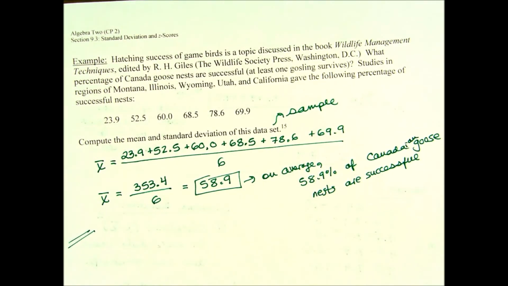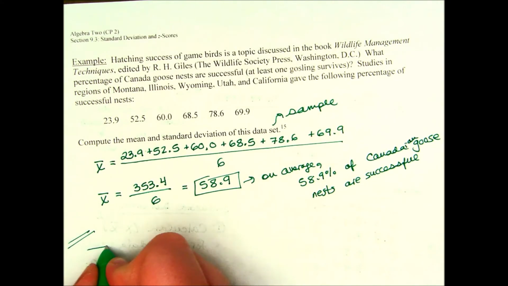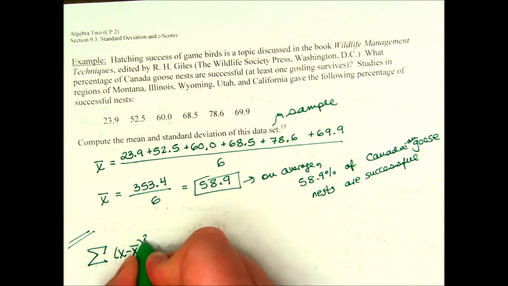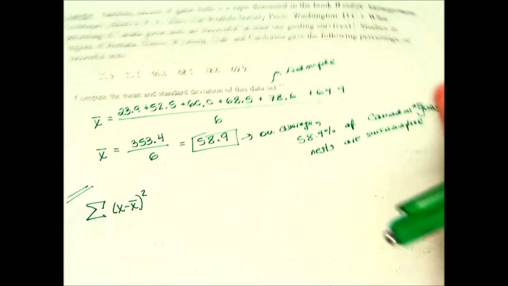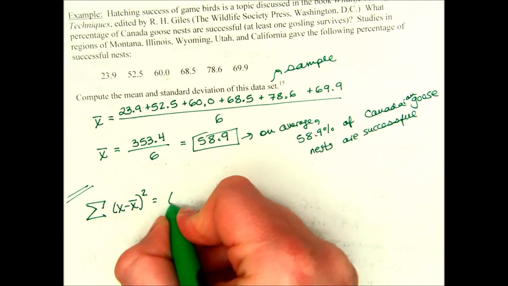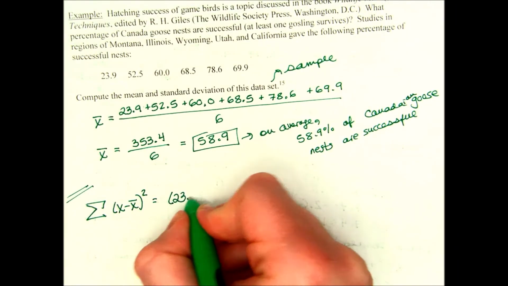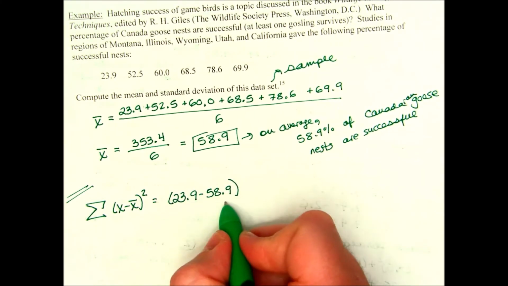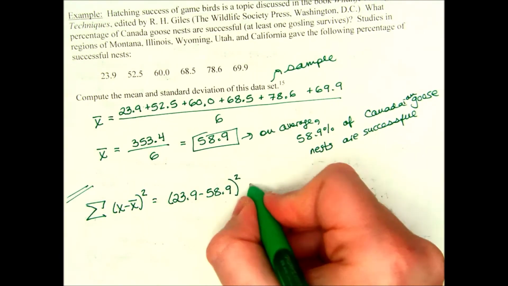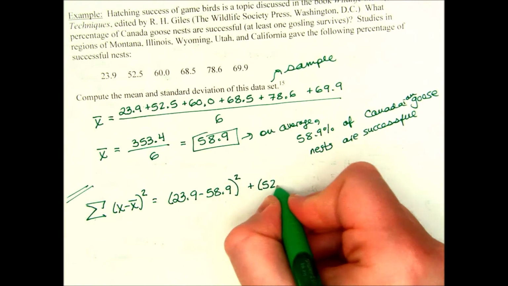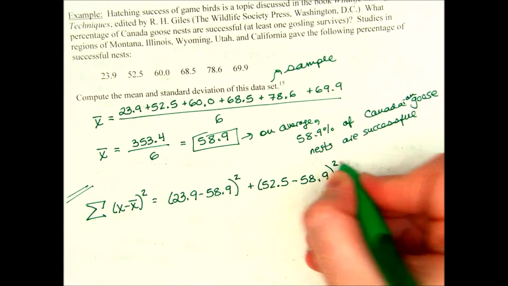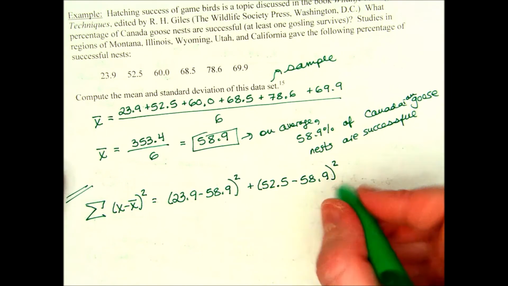Rather than doing the deviations and the squaring separately, how about I just deal with this all at once? I want to figure out the sum of all of my deviations squared. Well, let's see. My first deviation is 23.9 minus 58.9. Data value minus the mean. I'll square it. Do it for the next one. 52.5 minus the mean, 58.9, squared. Write out the other 4 deviations squared.